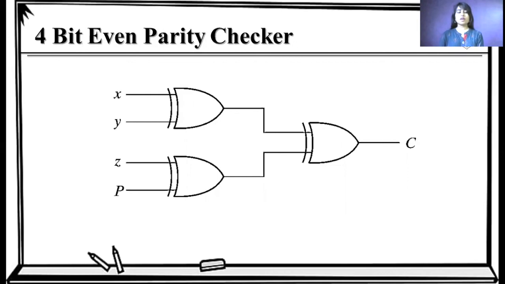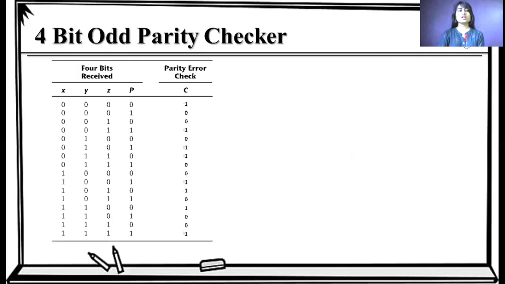Next, we discuss the 4-bit odd parity checker. Here we have a table for the 4-bit received X, Y, Z, P. Here we have to check whether the number of ones is odd. Whenever the number of ones is odd, then C is equal to 0. Otherwise, for an even number of ones, we make C equal to 1. For example, for 0, 0, 0, 0, the number of ones is 0, which is an even number. So this can be represented as an error generated, so C is equal to 1.